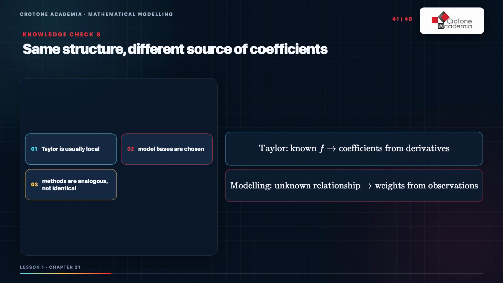In the Taylor case, the function is known and derivatives determine the coefficients, usually for behavior near a chosen point. In data modeling, the true relationship is unknown, observations are available, and parameter values must be inferred under a selected model family. Knowledge check 8 asks where the coefficients come from. Taylor coefficients come from derivatives of a known function. Model weights come from observations through an estimation method, which we have not yet developed.